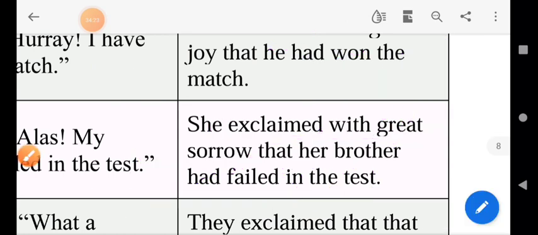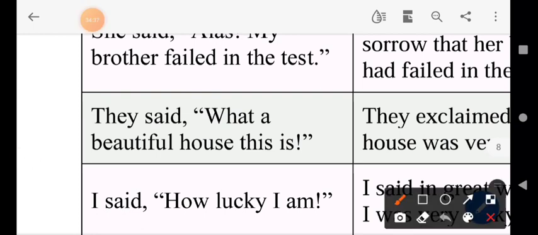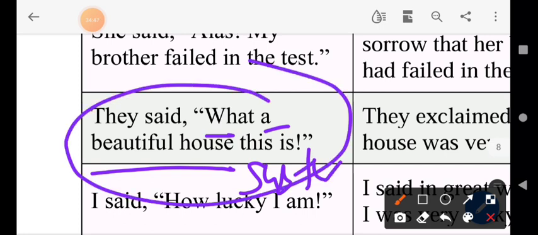And then next, the second type of the exclamatory sentence. It starts with a WH word, what and how. They said, what a beautiful house this is. This is an exclamatory sentence. The structure is what plus article plus adjective plus noun plus subject plus verb. This is the structure of the exclamatory sentence.